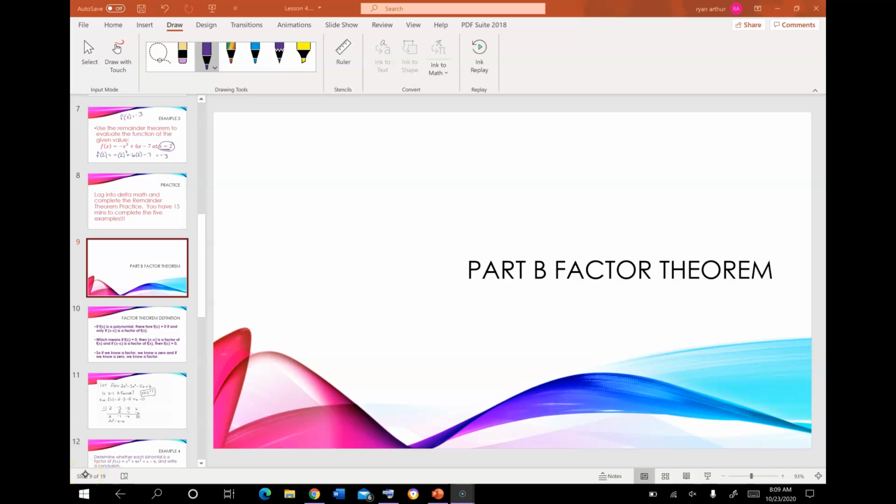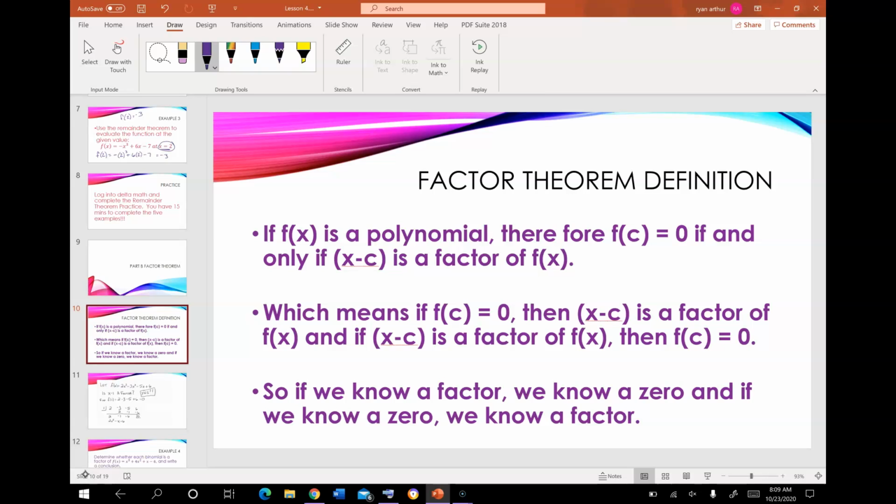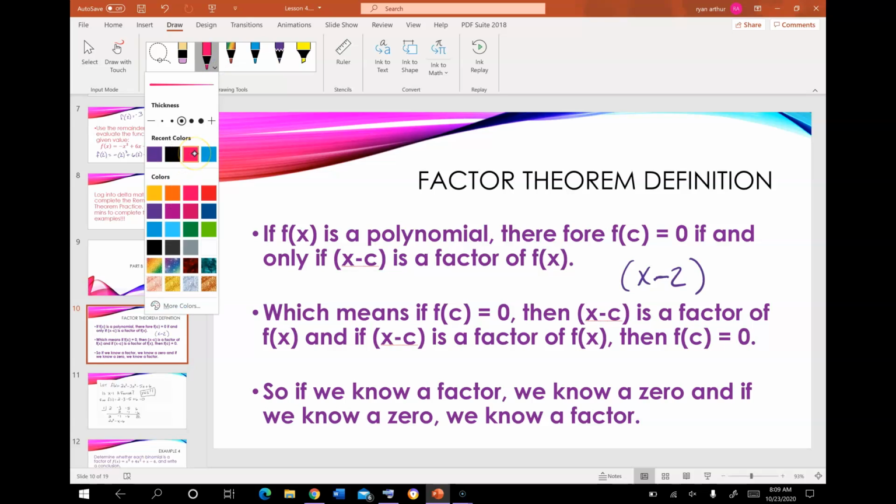All right, so this is the factor theorem, okay? The factor theorem states that if f of x is a polynomial, then f of c equals 0 if and only if x minus c is a factor of f of x. So what that means is if I was to evaluate the polynomial at a specific expression like x minus 2, and I was to plug that 2 in, if it gave me 0, then I could say this is a factor, because polynomial division also factors your polynomials.